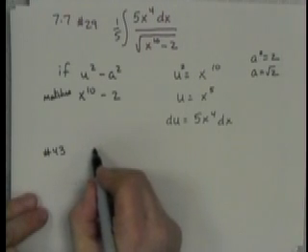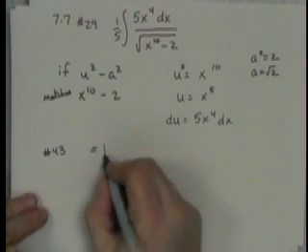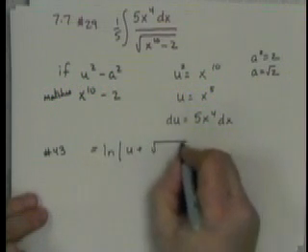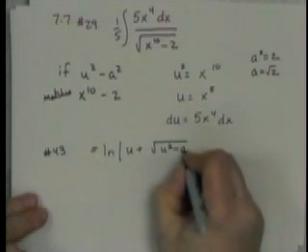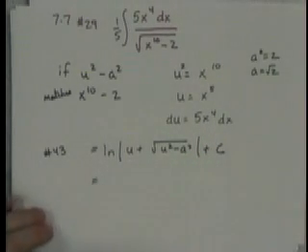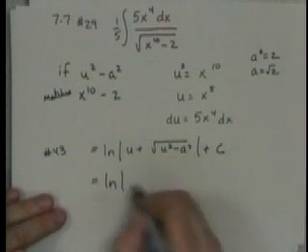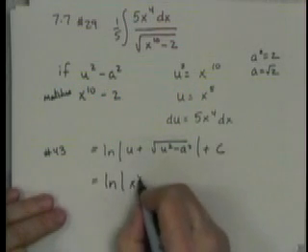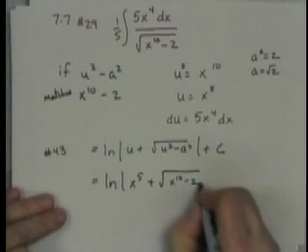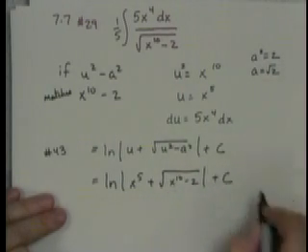which says this is going to be the natural log of the absolute value of u plus the square root of u squared minus a squared plus c. So that's going to be the natural log of u, which is x to the 5th, plus the square root of u squared minus a squared, which is x to the 10th minus 2. And we have plus c.